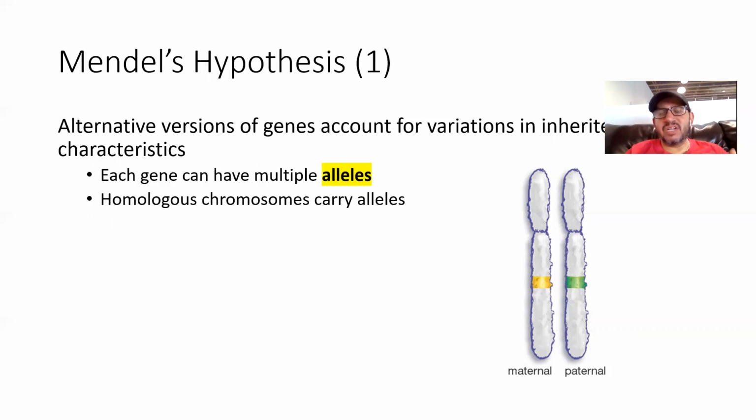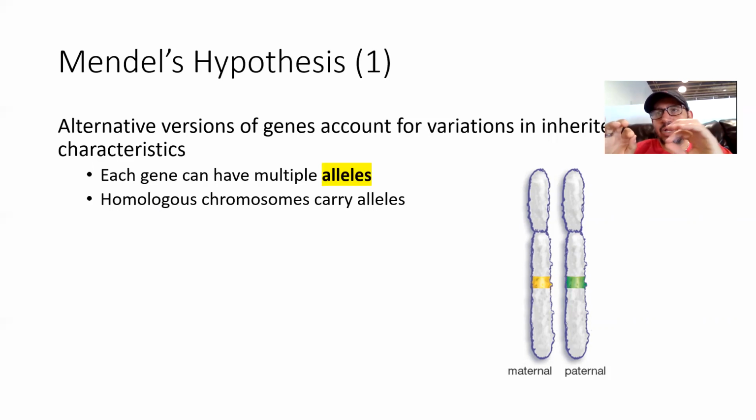So we're using the definition that we have modified in modern genetics to say that it is alternative versions of genes which are going to account for the variations in inherited characteristics. So one, each gene can have multiple alleles. Remember, you have the gene, whether it's eye color, hair color, skin color, your height, the shape of your lips, the shape of your ears, the shape of your chin. But then you can have the different alleles.